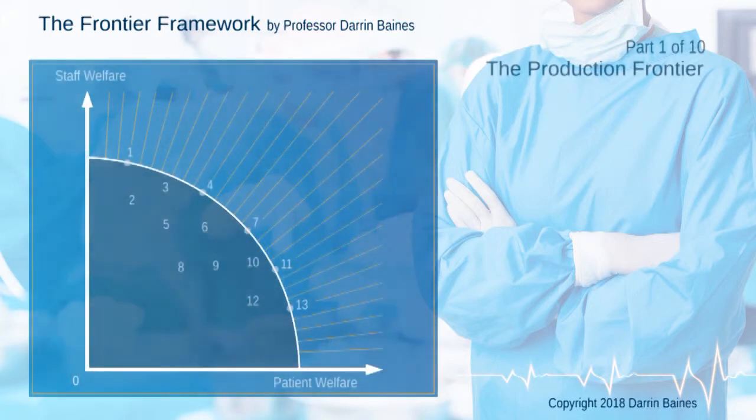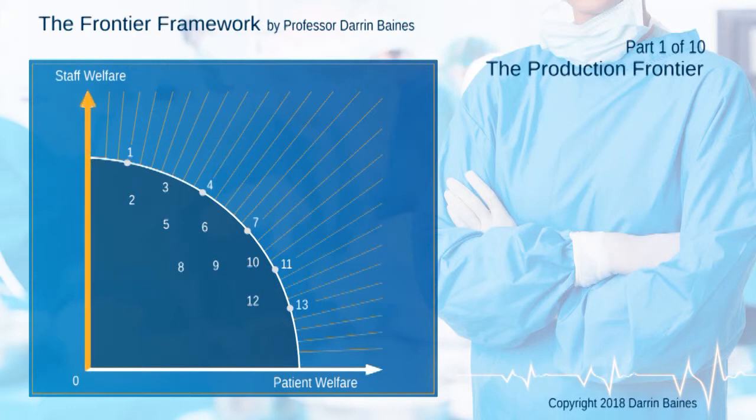This is the production frontier, a simple graph plotting staff welfare against patient welfare. If we plot 13 hypothetical health organisations, then those furthest from the origin have the highest staff well-being and patient welfare. If we connect those results, we create a frontier of what is currently possible in terms of performance. Beyond the frontier, performance is not currently possible.